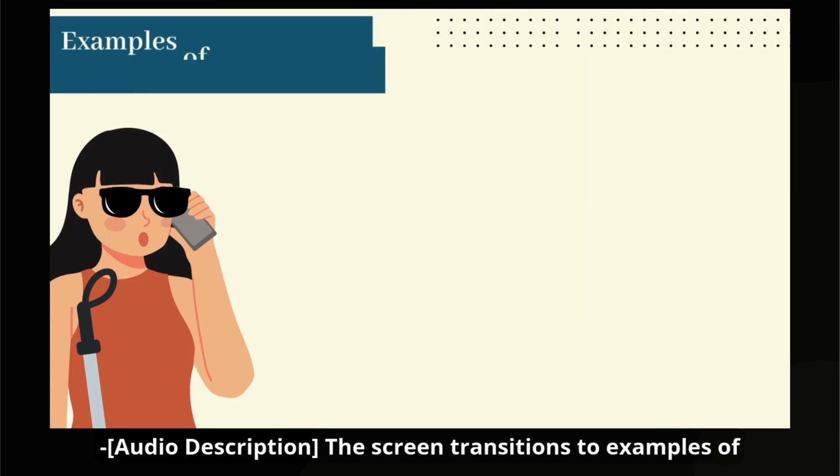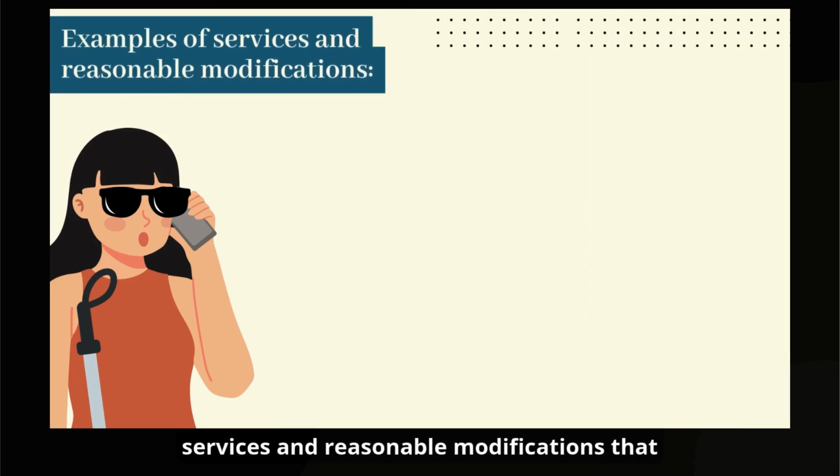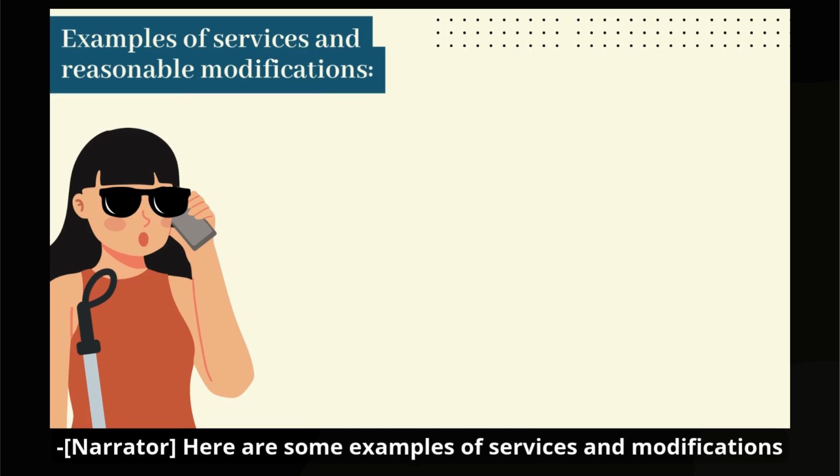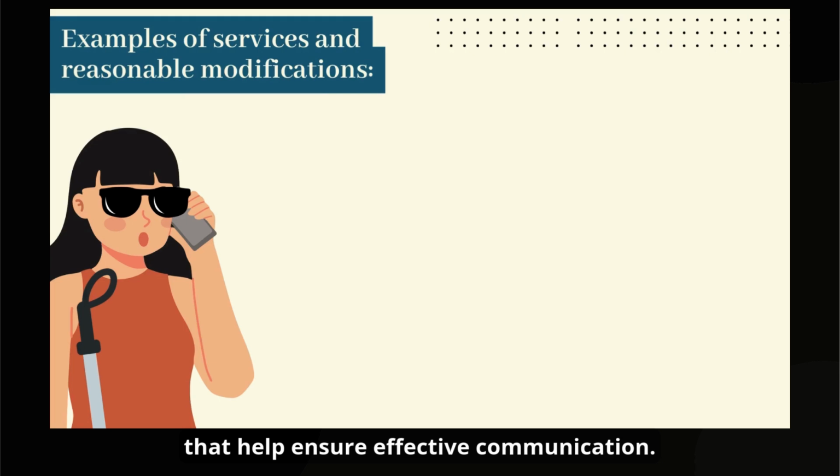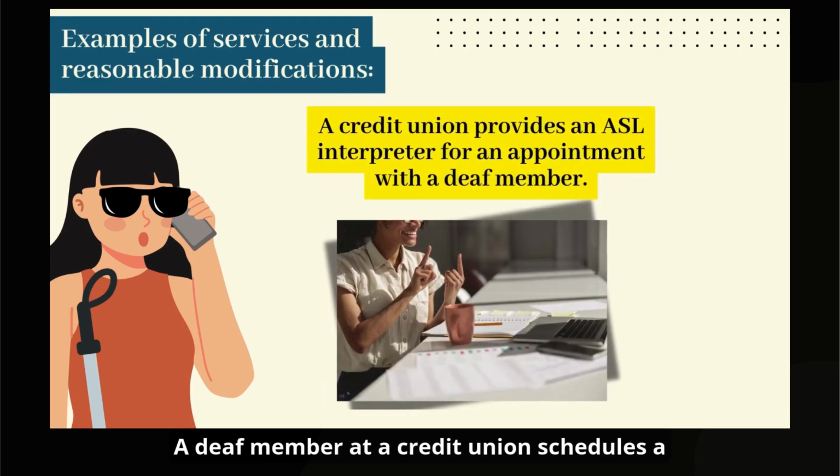The screen transitions to examples of services and reasonable modifications that support effective communication. Each example includes an image related to the action described. Here are some examples of services and modifications that help ensure effective communication. A deaf member at a credit union schedules a meeting with a mortgage specialist, and the credit union provides a qualified ASL interpreter for the in-person appointment.